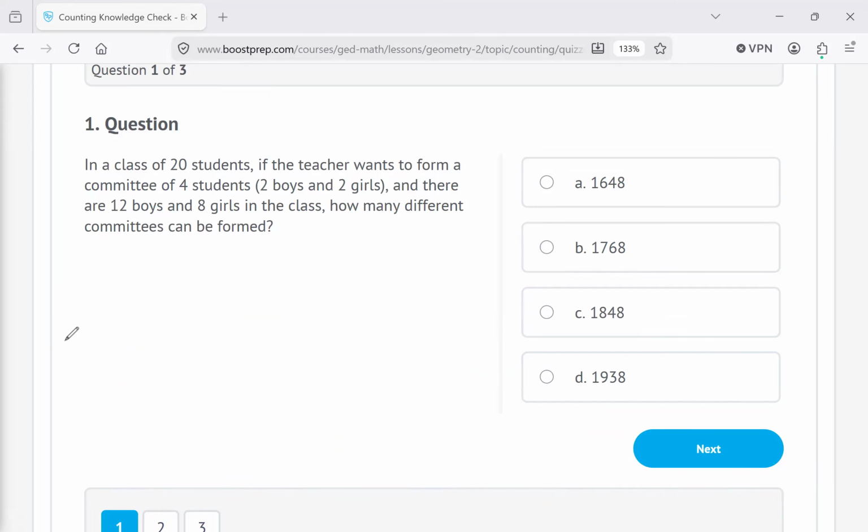Question one says, in a class of 20 students, if the teacher wants to form a committee of 4 students, the keyword is committee. So that means we're probably going to use a combination. In a class of 20 students, if the teacher wants to form a committee of four students, two boys and two girls, and if there are 12 boys and eight girls in the class, how many different committees can be formed? I hear the word committee, order doesn't matter, so I know we're gonna use combinations.